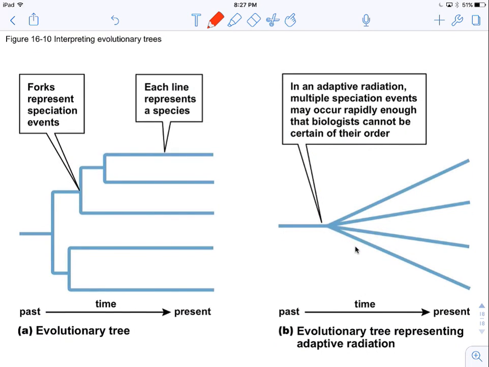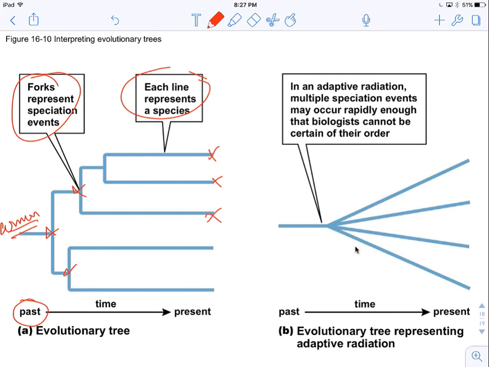And this is what the evolutionary trees look like. Here would be the past, and here would be our common ancestor. Each time you get a fork, that is a speciation event. Each line represents a new species, and here would be the present-day species.